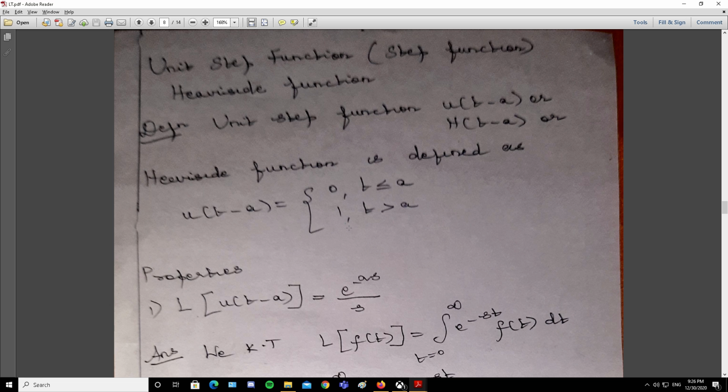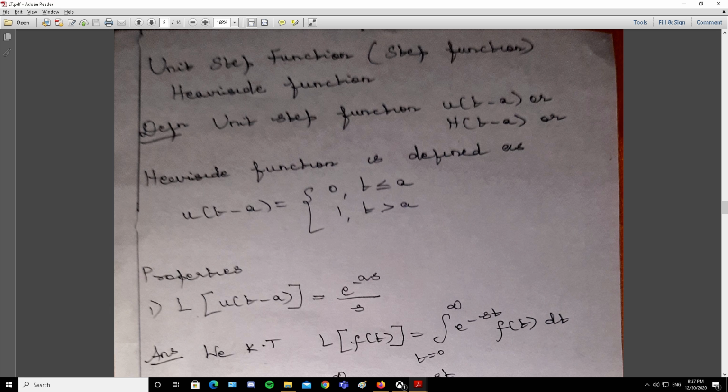Let's say that you are traveling at a speed of 30 kilometers per hour for the first 10 kilometers. After crossing 10 kilometers, you increase the speed. So there you have the concept of a step function. So I repeat, a step function means the function jumps from 0 to a positive quantity. If that positive quantity is 1, it is called a unit step function.